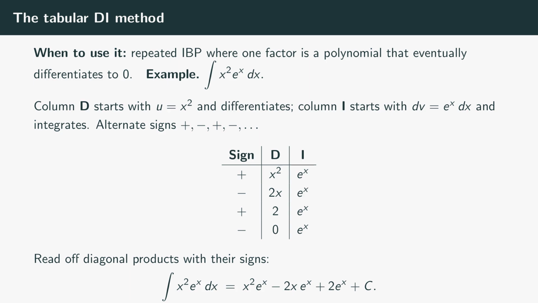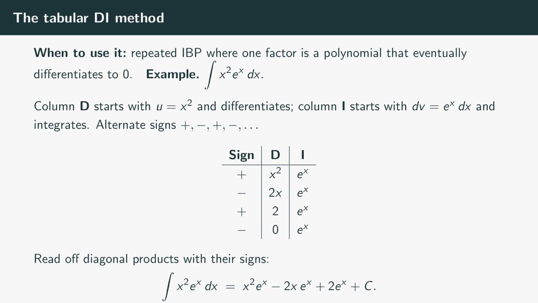Writing all that out is a page of bookkeeping. The tabular method, sometimes called the DI method for differentiate, integrate, collapses it into one neat table. Here's the trick. Make 2 columns. The D column is the thing you differentiate. Start with x^2 and keep differentiating, x^2, 2x, 2, 0. The I column is the thing you'd integrate. Start with e^x and keep integrating, which for e^x is just e^x every time. Then label the rows with alternating signs starting at plus, plus, minus, plus, minus.